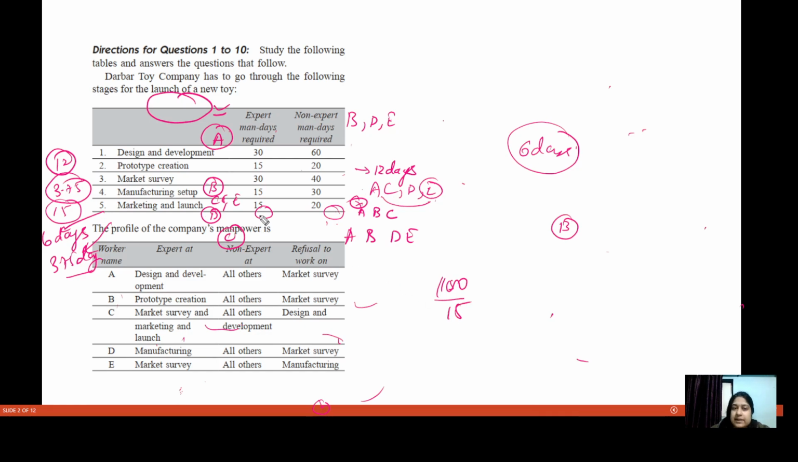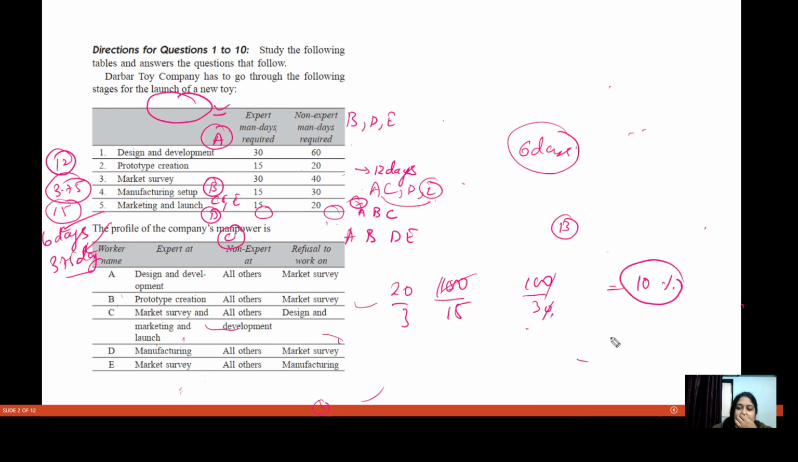So you have this as 100 by 15, and A and C are not doing the work. So you have only B doing the work of manufacturing as a non-expert. So you have 100 by 30. So in one day, how much percent of the work is done? Because 100% of the work is done in 15 days. So in one day, 100 by 15% of the work will be done. So we have this as 20 by 3 and we have this 10 by 3. So 10% of the work is done in one day.